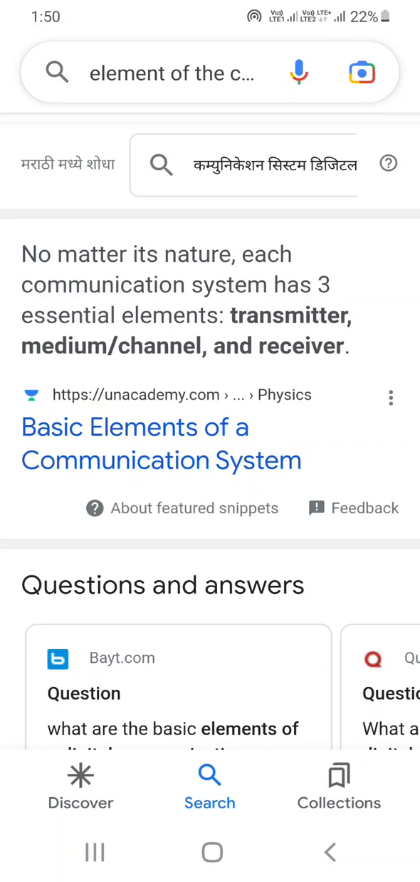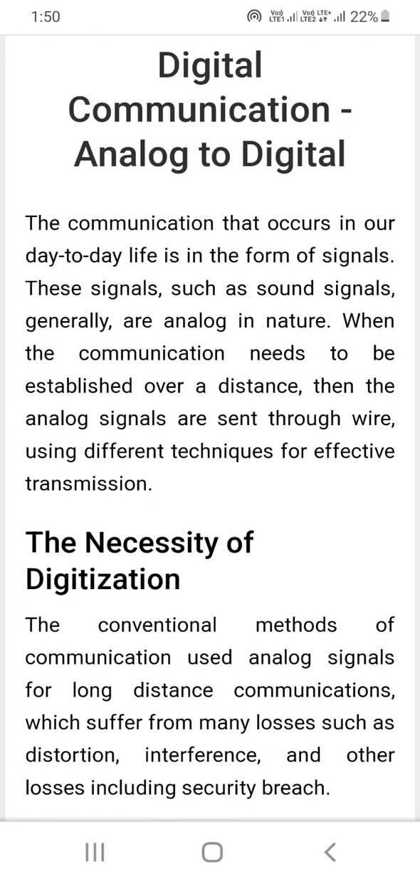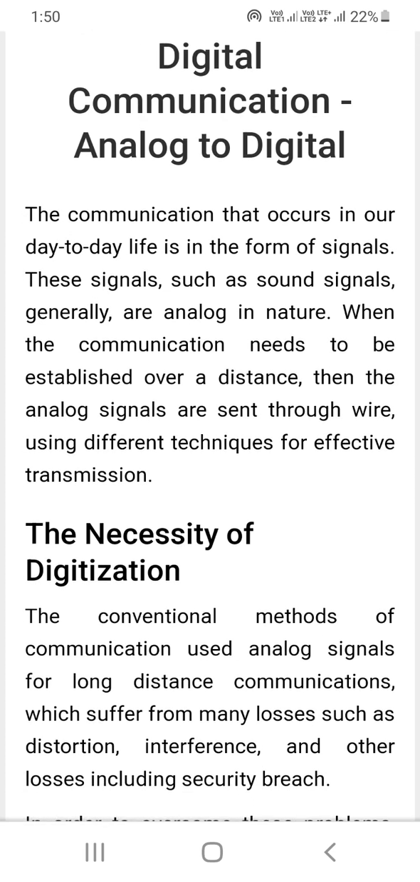Here in this playlist, we are going to talk about digital communication and networking. Basically, we will focus on the introduction to digital communication and more. So let's start. No matter its nature, each communication has essential elements: transmitter, medium, channel, and receiver. Okay, let's start and understand what digital communication is, from analog to digital.